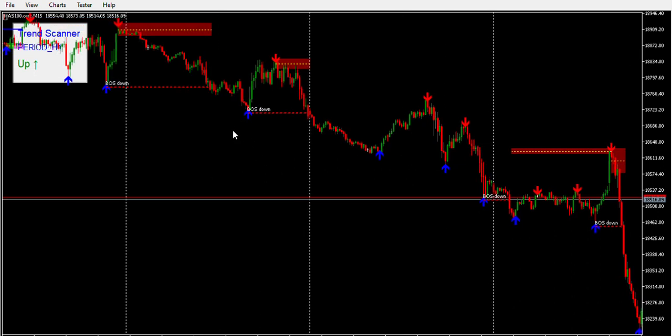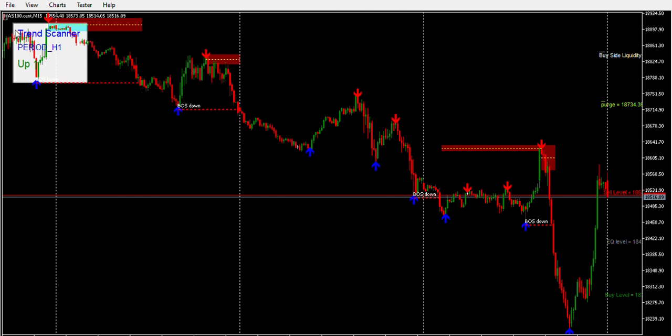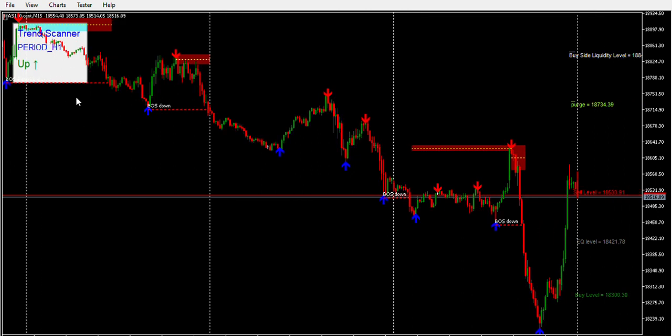You will notice that we have a dashboard here which shows you the trend scanner and the period, and then shows you the market direction, whether it is up or down. On the higher time frame, H1, the trend is up. We are trading on the 15-minute time frame.